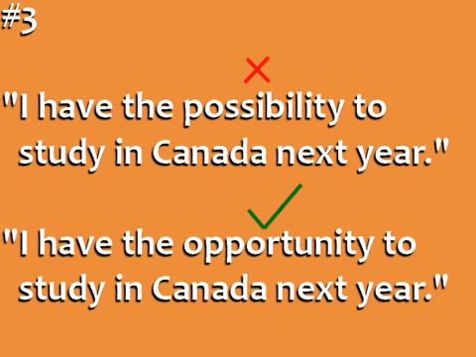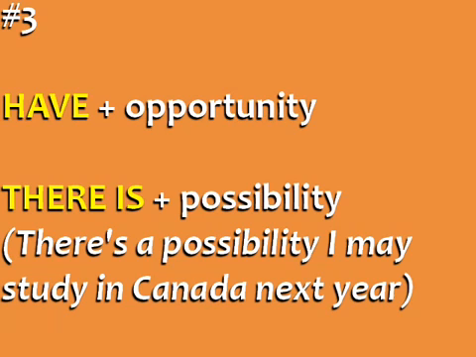Number 3. I have the possibility to study in Canada next year. With the word have, we use opportunity, not possibility, so the correct sentence is, I have the opportunity to study in Canada next year. The word possibility is more used with there is. For example, there's a possibility I may study in Canada next year.